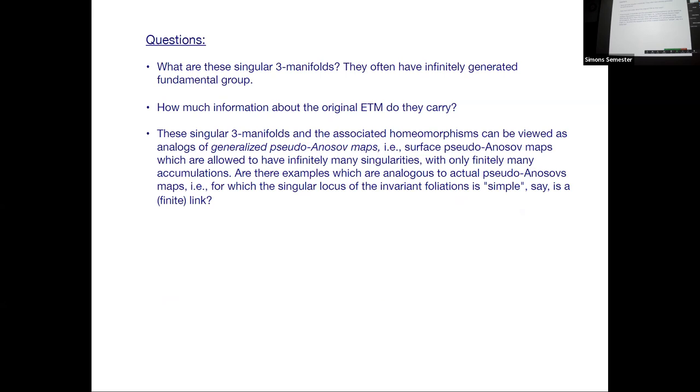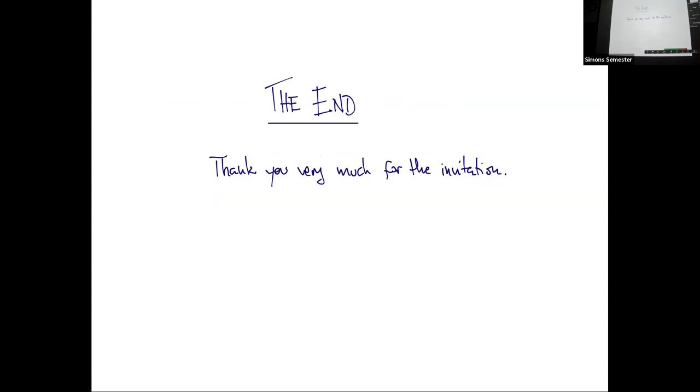And this is a question here: these are generalized pseudo-Anosovs. But I wonder if generalized pseudo-Anosovs always have infinitely many singularities, which more or less came up here. The singularity is very complicated, and I wonder if there's a more exact analog of pseudo-Anosovs in which the singularity set, for example, is just a knot or a braid, or a link in the three-manifold.